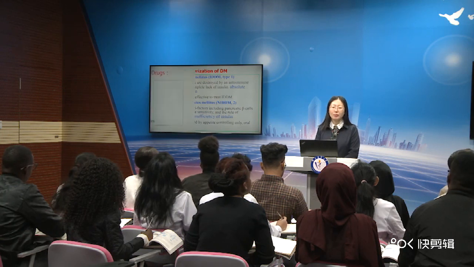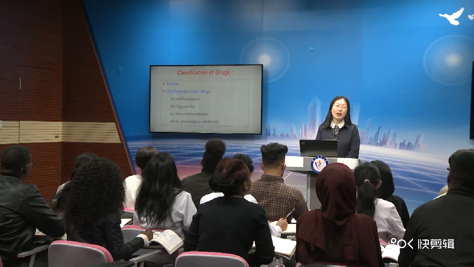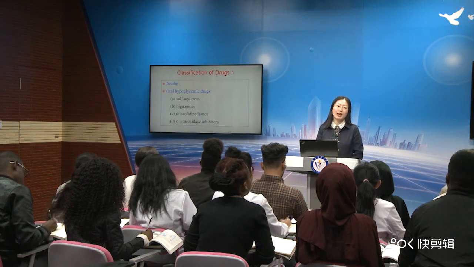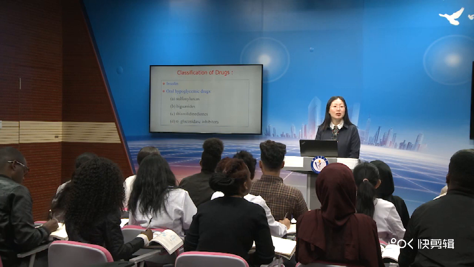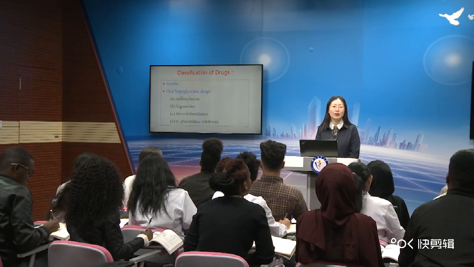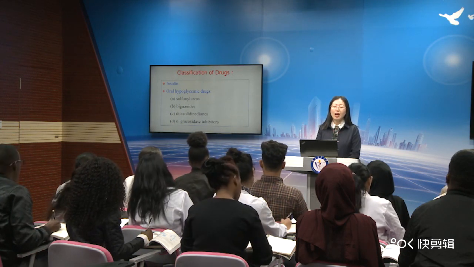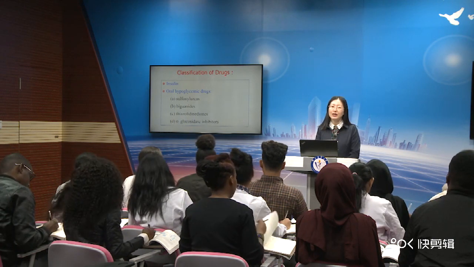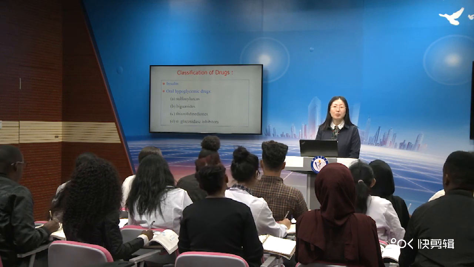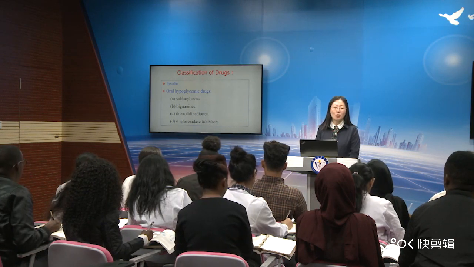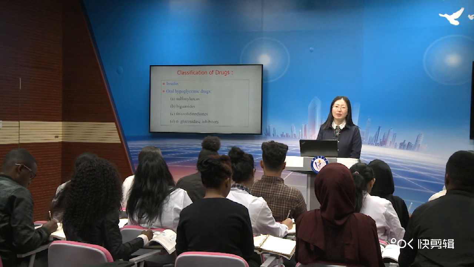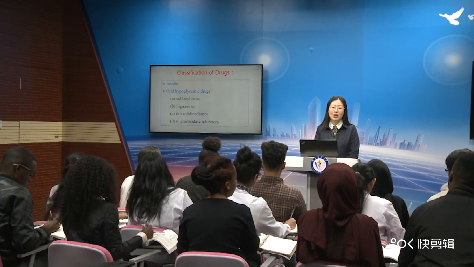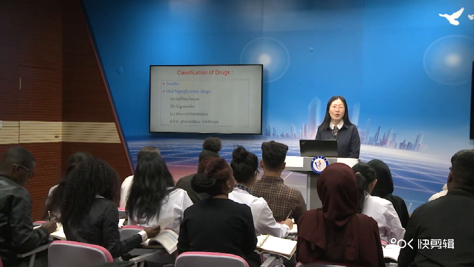Understand? So today, the drugs we use to treat diabetes mellitus patients include these kinds. The first kind, the most important drug, is insulin. And the oral hypoglycemic agents include sulfonylureas, the second kind, biguanides, the third one, thiazolidinediones, and the last one, alpha-glucosidase inhibitors. So let's study them one by one.